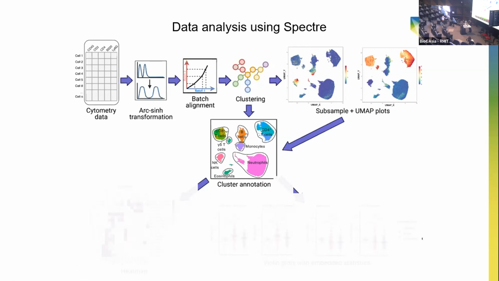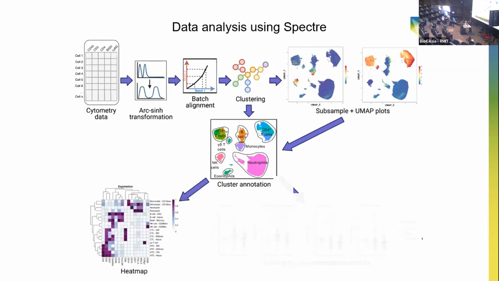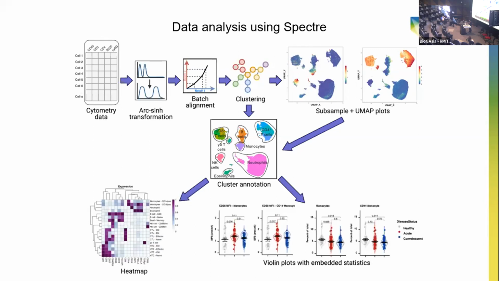And then typically what you can do with Spectre after this step is generate what we call summary data, whereby you calculate, say, the proportion of cells captured within a given cell type or the mean expression of any given protein for a given cell type. And then we also provide functions to visualize it as a heat map, or as a violin plot with very, very simple, I have to stress this, very simple statistical tests just to compare those features across different biological groups.